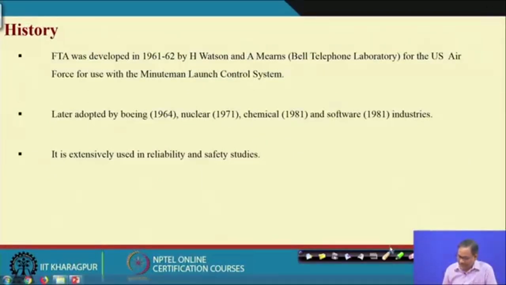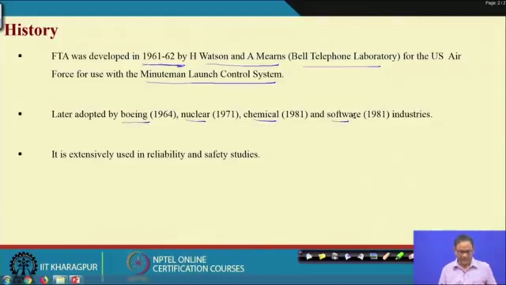If we see the history of fault tree, it was developed in 1961 and 62 by Watson and Mearns in the Bell Laboratory for the US Air Force, and it is related to the Minuteman Launch Control System. Later it was adopted by Boeing, nuclear, chemical, software, almost all industries. They have accepted this, and it is extensively used in reliability and safety studies.